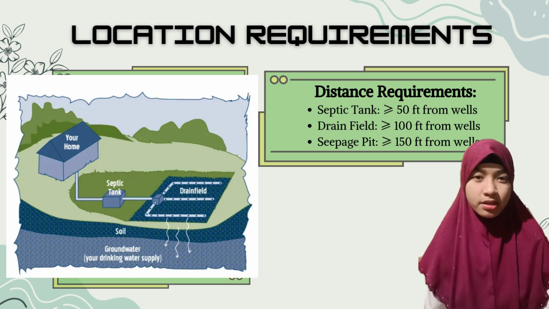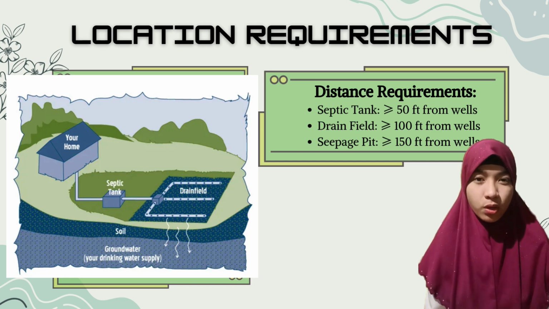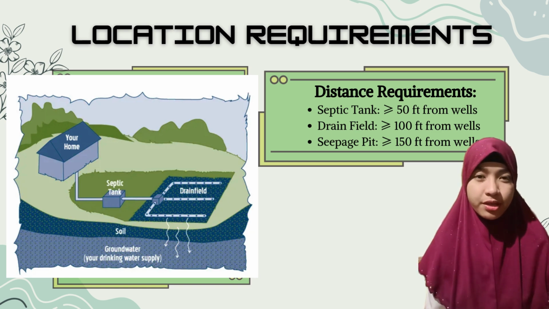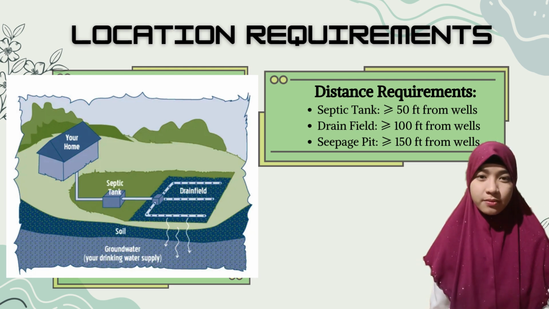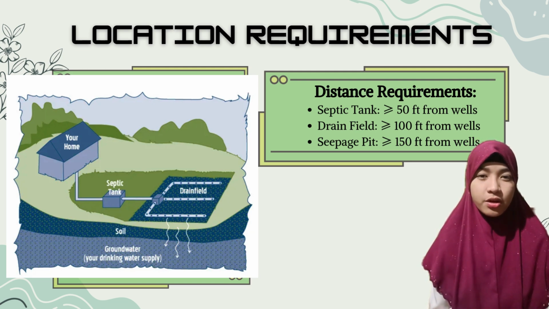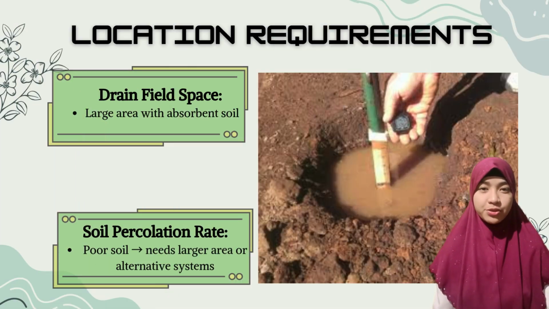For example, the septic tank should be at least 50 feet or 15.2 meters away from water wells. The drain field must be 100 feet or 30.5 meters from wells to allow proper soil filtration. The seepage pit, which is deeper and more prone to leakage, must be 150 feet or 45.7 meters away from any well.